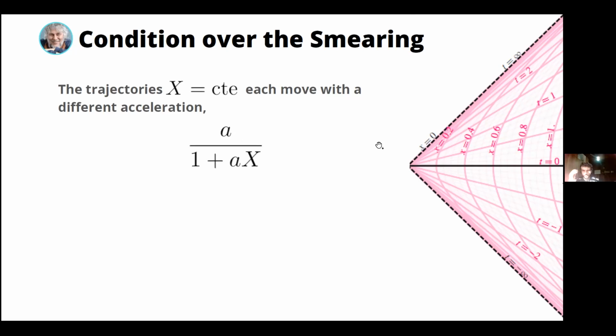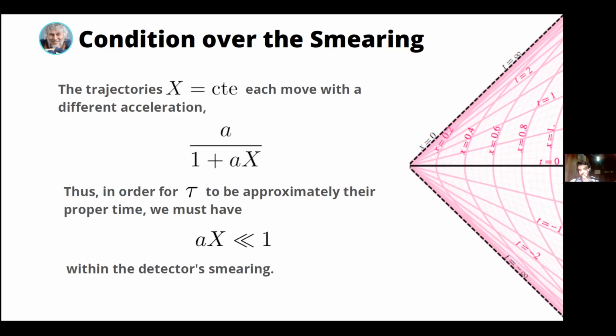So in principle, you might wonder, doesn't it mean that this bit of the detector here will experience another Unruh temperature? And in principle, it would. And that is why it's so important to have AX small, in this whole discussion regarding smeared detectors and how small the detectors have to be in order for this description to work.